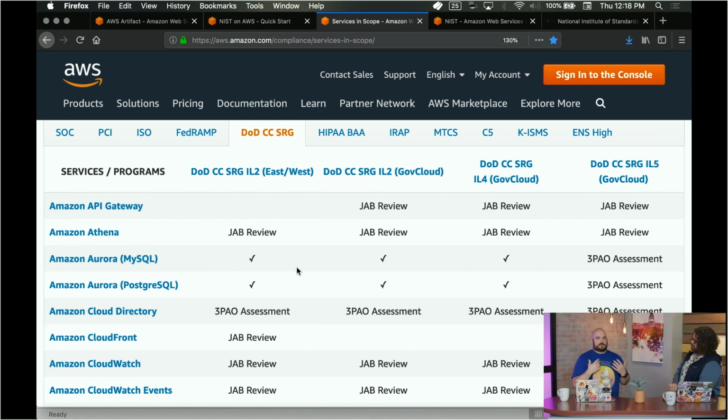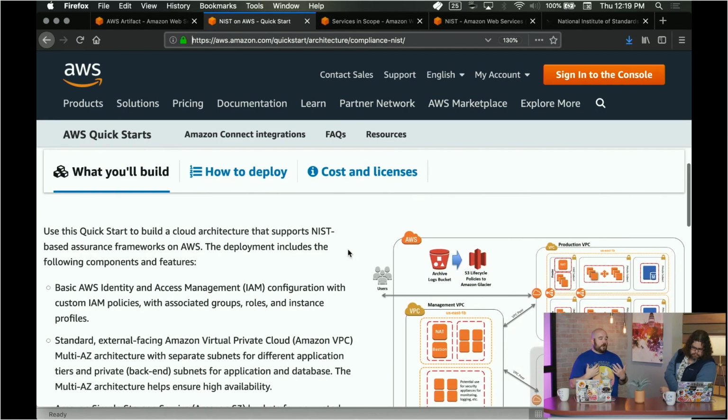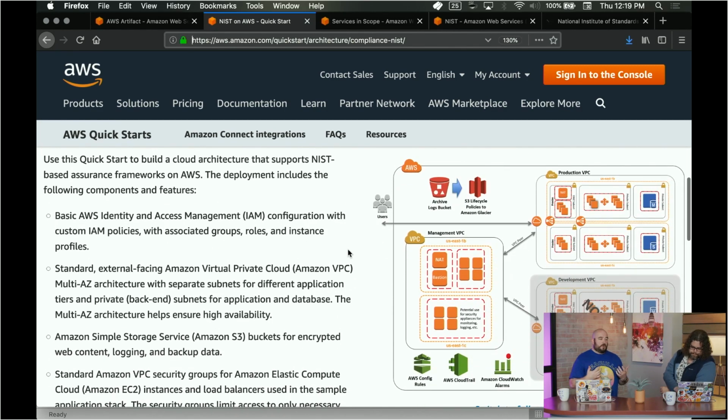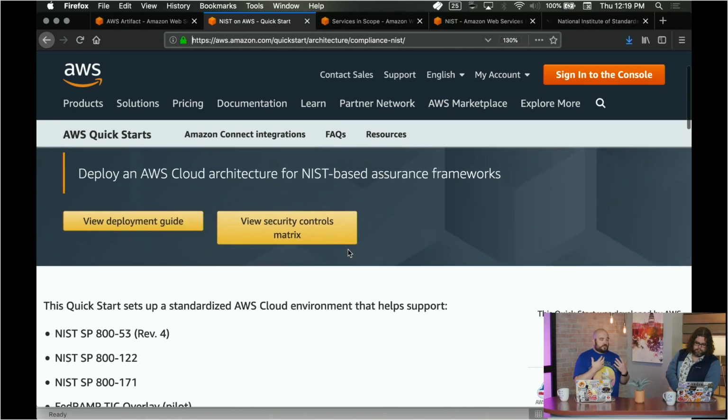And then there's additional architecture types that can help with that. If you look at that NIST High Quick Start again, that's giving you the basic framework and architecture that you can deploy. And out of the box, it's going to give you a FISMA moderate to FISMA high environment that you can start off with.